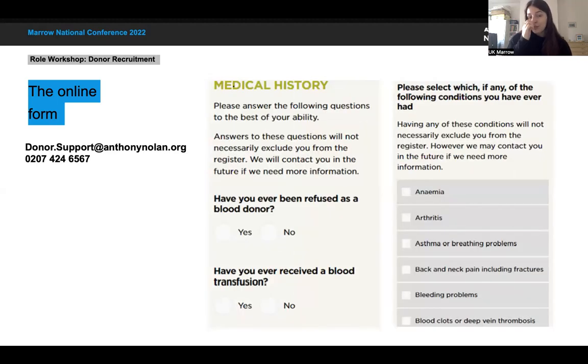Then we will ask them for some general medical history. Nothing that they put down here would necessarily exclude them from joining the register, but it's still important for us to know. If they're not sure of something like the exact year of diagnosis, that's totally fine. They can just give us a rough estimate. These things are checked manually, so if anything of concern pops up, then we will just get in touch with them and follow up. And if they have any questions about anything that pops up here, they can also message donor.support@anthonynolan.org and they will be able to help them out with more information.